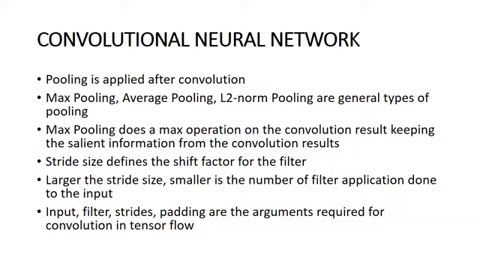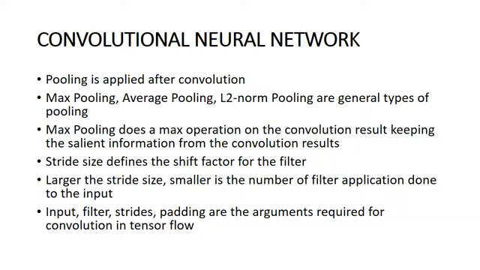Pooling is an operation which is applied after convolution. What it basically does is it gives you a summarization of outputs from neighboring neurons. The general types of pooling involved are max pooling, average pooling, and L2 norm pooling, among which max pooling is found to be giving better results than the other types of pooling.